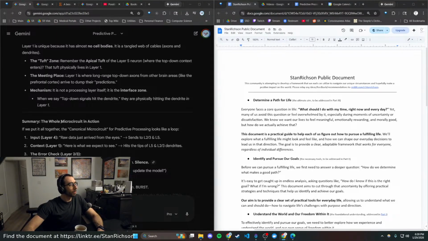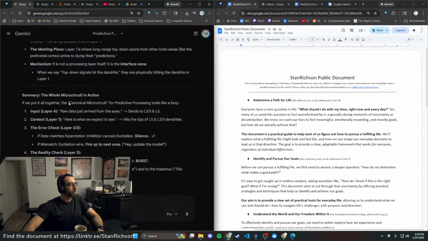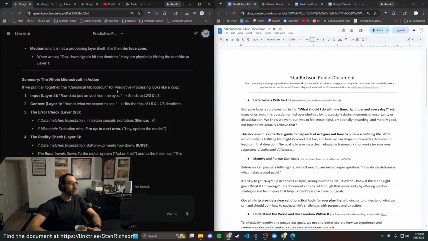All right, the whole microcircuit in action. If we put it all together, the canonical microcircuit for predictive processing looks like a loop. So the input, layer 4, raw data just arrived from the eyes, sends to L23 and L5.